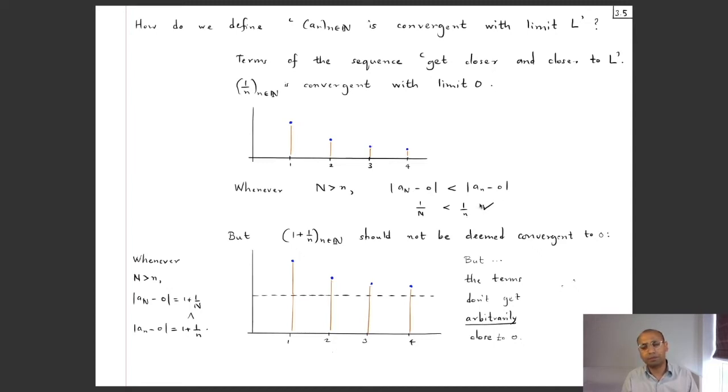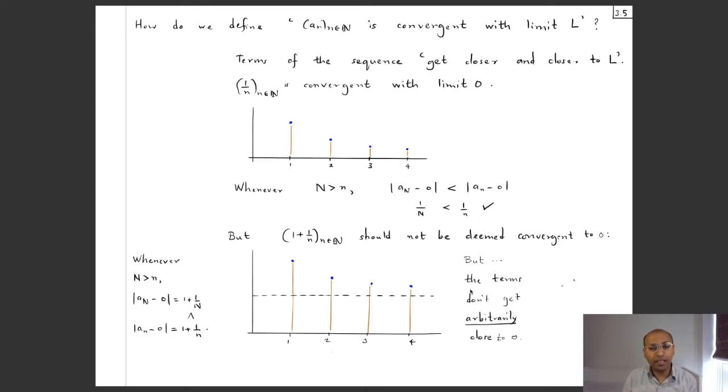However, that's not a good definition, because, for example, if I look at the sequence in which I add 1 to each term, so that I have the sequence whose nth term is 1 plus 1 by n, this whole sequence is lifted up by a distance of 1. We visibly see that this sequence is convergent to 1. Whereas this earlier guess of a definition is not good, because the distances to 0 are still decreasing, but it's not the case that this sequence is convergent to 0. In fact, it should be convergent to 1.